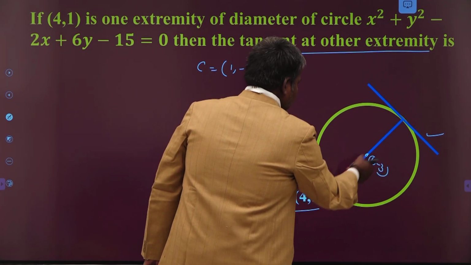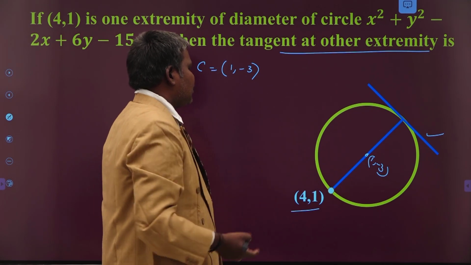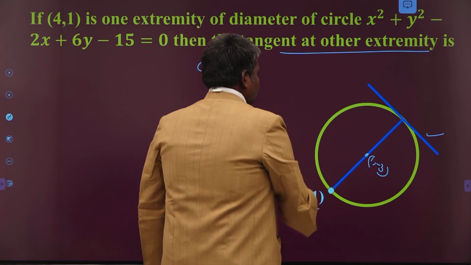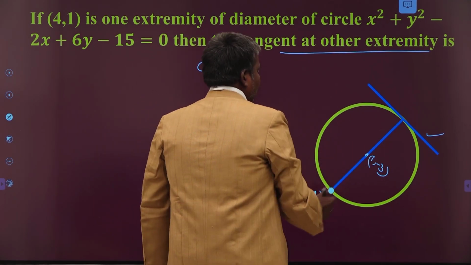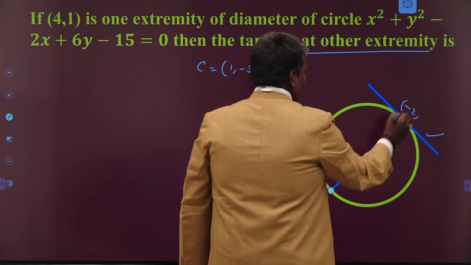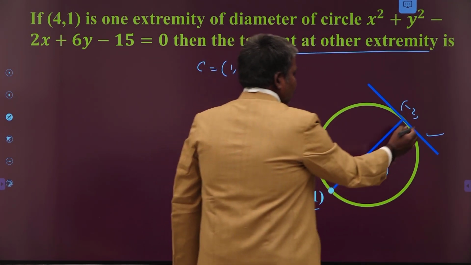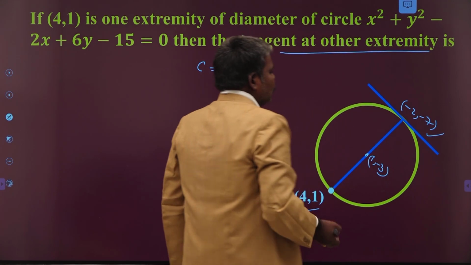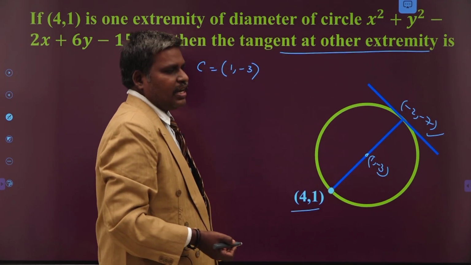Once you get the center and one extremity, can you write the other extremity or not? Twice the coordinates and subtract this one. 2 minus 4, that is minus 2. And minus 6 minus 1, what is that? Minus 7. (-2, -7) is the other extremity of the diameter.